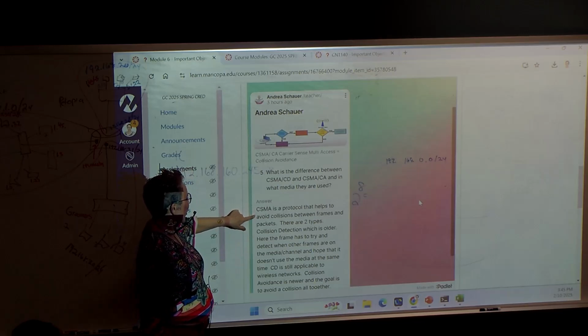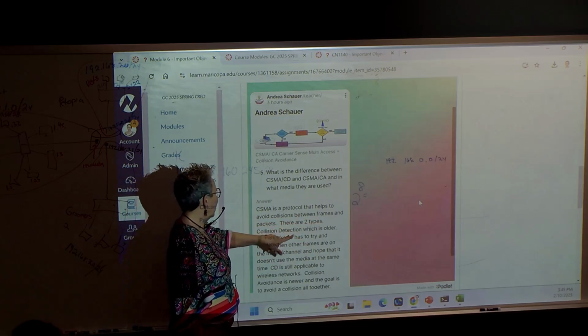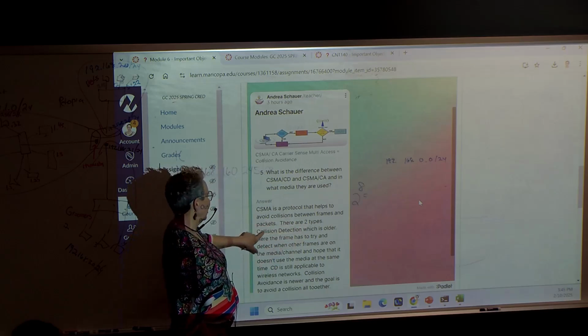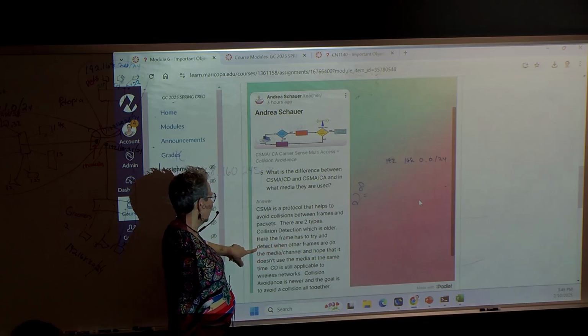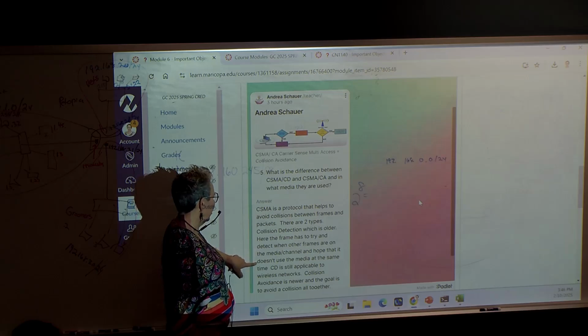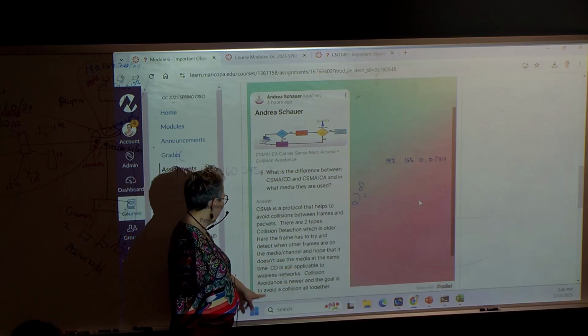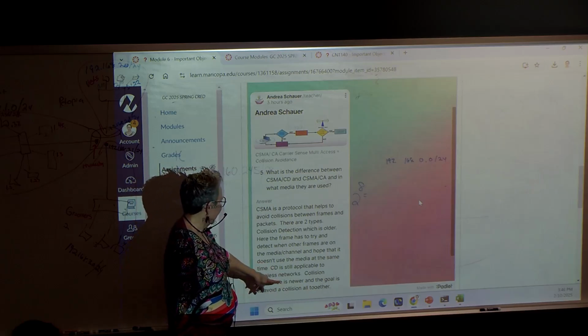CSMA is a protocol that helps to avoid collisions between frames and packets. There are 2 types: collision detection, which is older. Here the frame has to try and detect when other frames are on the media or the channel and hope that it doesn't use the media at the same time. Collision detection is still applicable. I can't even understand my own writing. Wireless networks. Collision avoidance is newer, blah, blah, blah.